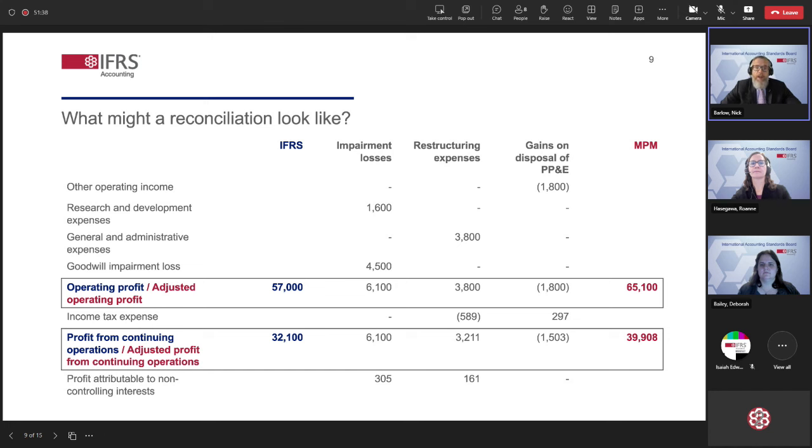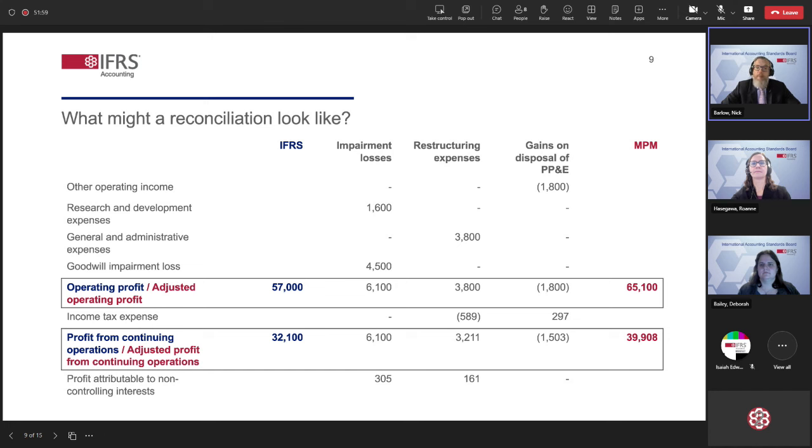In the example, the reconciliation is included in a table. Now, that's not a specific requirement, but this format makes it easy to meet the requirement that I mentioned previously to show how each of the adjusting items of impairment losses, restructuring, and gain or loss on disposal of property, plant, and equipment relate to each of the line items in the statement of profit or loss.